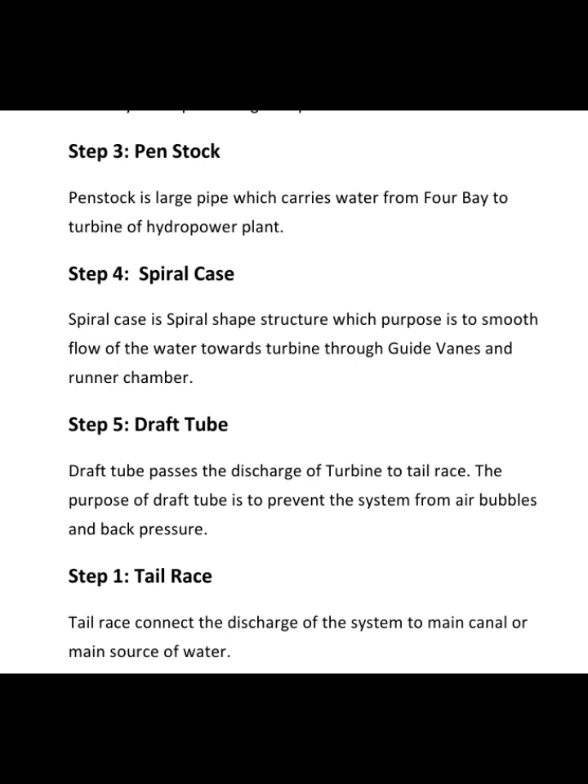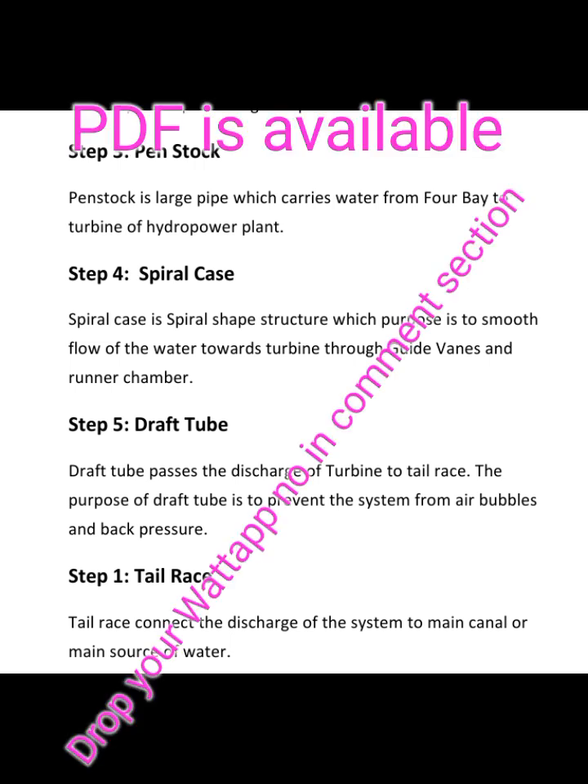Step 4. Spiral case. Spiral case is a spiral-shaped structure whose purpose is to smooth the flow of water towards the turbine through guide vanes and runner chamber. Step 5. Draft tube. Draft tube passes the discharge of the turbine to the tail race. The purpose of the draft tube is to protect the system from air bubbles and back pressure.